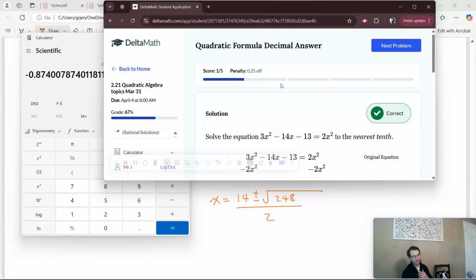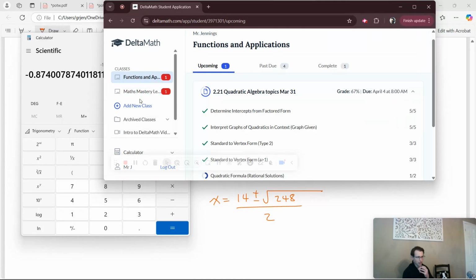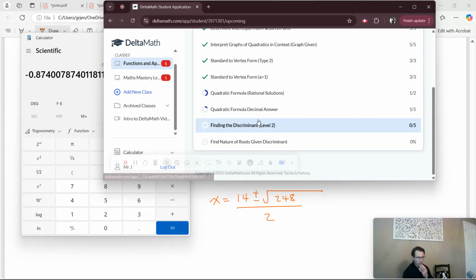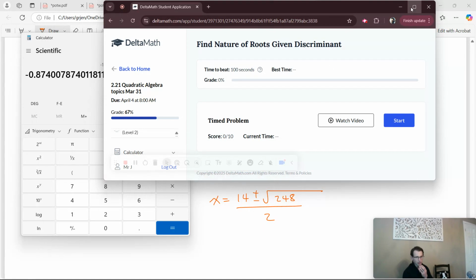Good. Five of those is a little much. I'm going to lower the number of those that you have to do to three. Yeah, and then that will be good practice. Okay, let's go back. I wonder if I can do the last question type: finding the nature of the roots given the discriminant. We're going to do this in some timed practice.